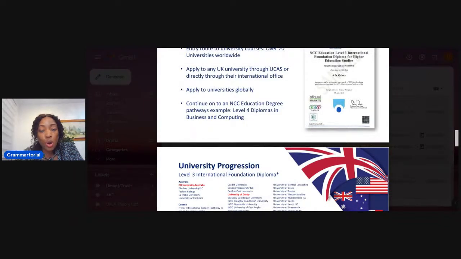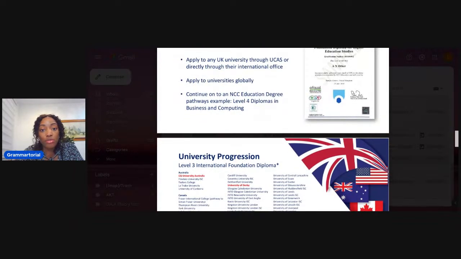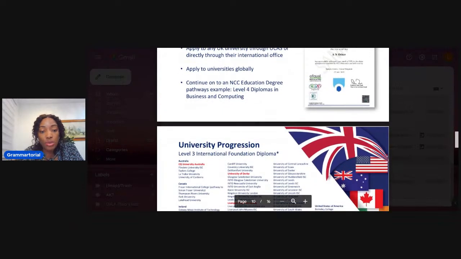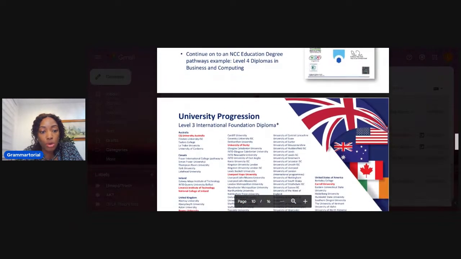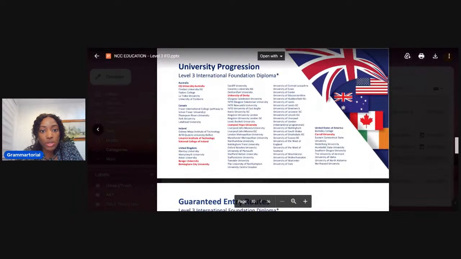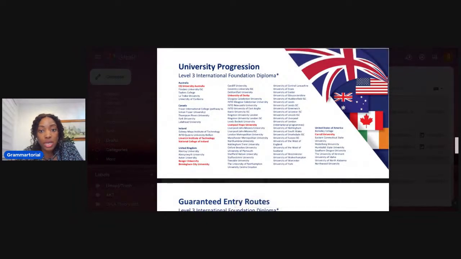You can continue on to an NCC Education degree. For example, you can do the level 4 diploma in business or computing. So these are the pathways and the progression ways you can follow. So if I just scroll down to some of the universities that you could get into, in Australia you see we have several universities, CQ University Australia. I'm going to talk about the scholarships for these universities in a bit.